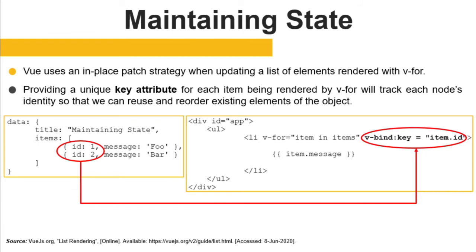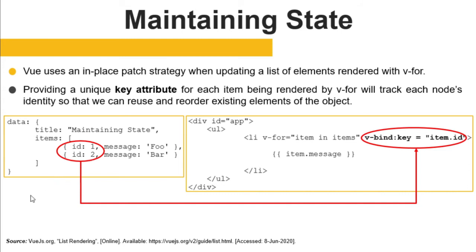Providing a unique key attribute for each item being rendered by v-for will track each node's identity so that we can reuse and reorder existing elements. To give Vue a hint so that it can track each node's identity and thus reuse and reorder existing items, you need to provide a unique key attribute for each item. In our case here, we added an ID attribute with a unique value starting from 1, followed by 2. Again, this is for us to maintain the state.